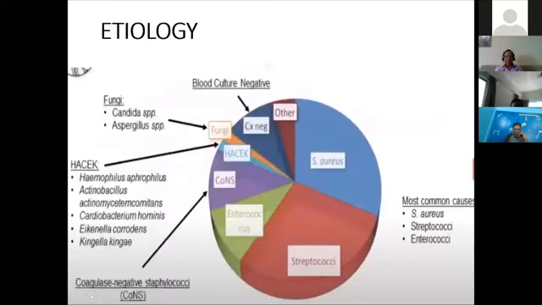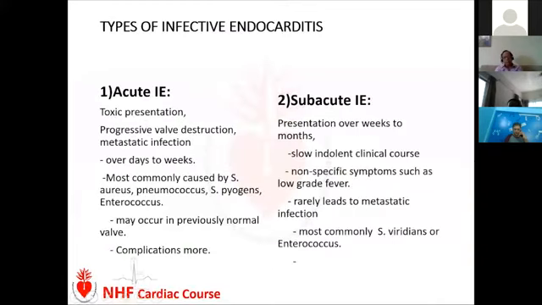This diagram shows the relative contribution from different etiological agents. It is seen that the largest contribution is from 3 gram-positive groups, namely Staphylococcus, Streptococcus, and Enterococcus. Then small contributions come from gram-negative rods, fungus, culture negative, and other agents. Infective endocarditis can be classified in many ways, depending on the rate of progression of the disease. Acute, over weeks to days, shows toxic presentation, progressive destruction, and metastatic infection, most commonly caused by Staphylococcus aureus, Pneumococcus, Streptococcus, and Enterococcus.